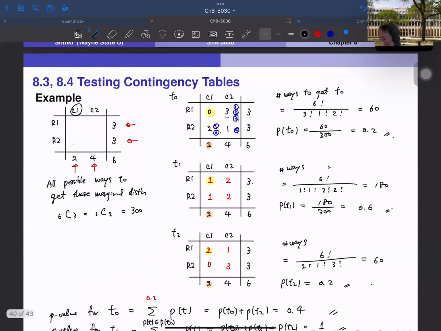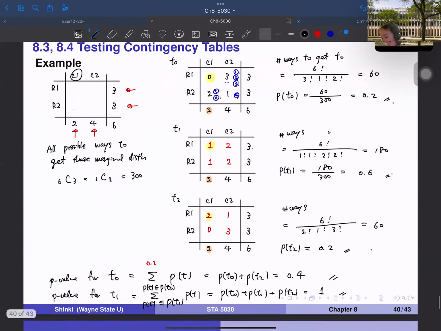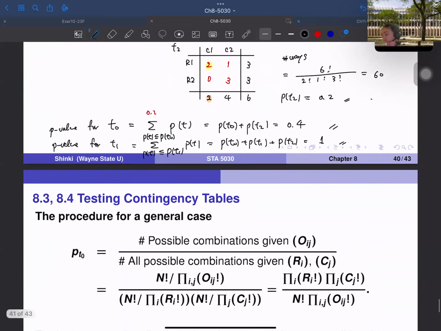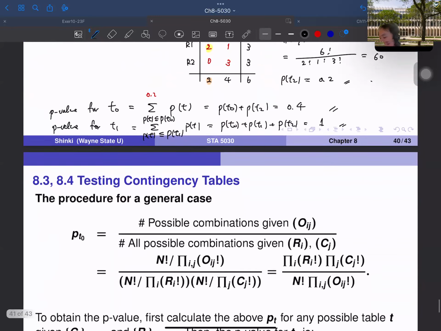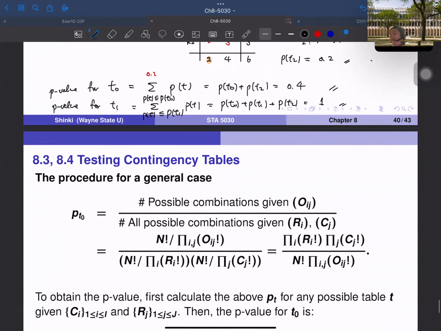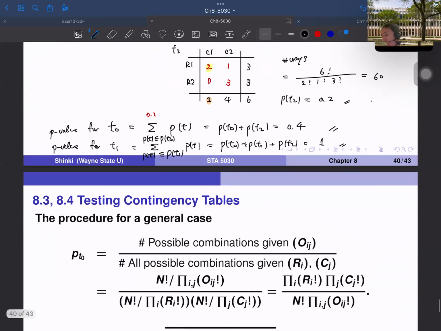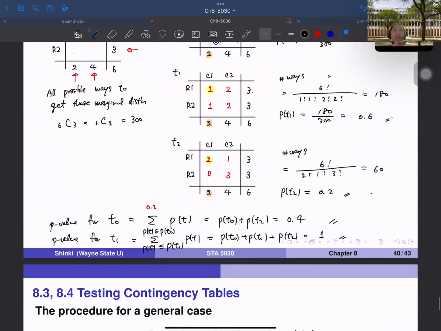So T0 and T2 have relatively lower probability if the observations are randomly assigned, independently assigned. So in this case, the p-value for T0 is 0.4. So anyway, we cannot reject the null hypothesis. This is a very small table. So this is the way to calculate it.